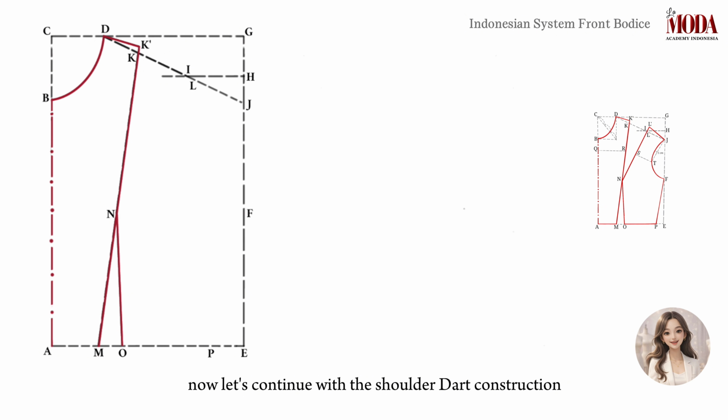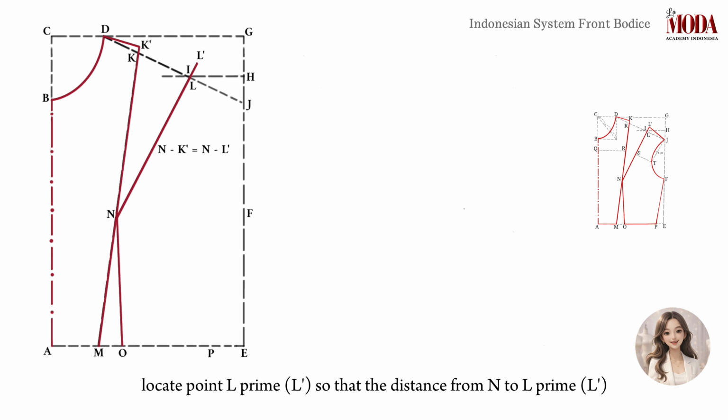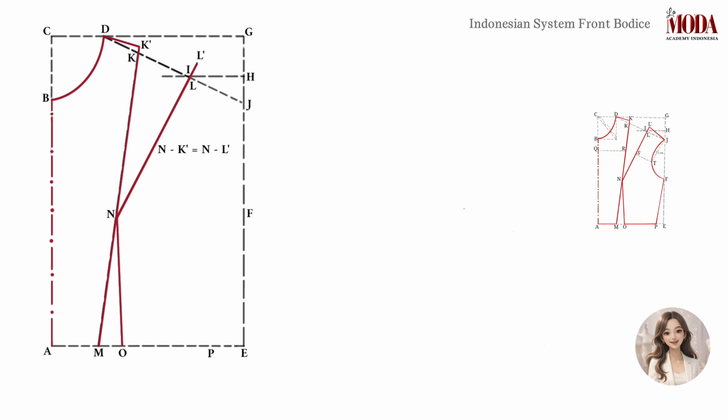Now, let's continue with the shoulder dart construction that we left earlier. To form the shoulder dart, connect point N to point L and extend the line upward. Locate point L prime so that the distance from N to L prime equals the distance from N to K prime. Connect point L prime to J.